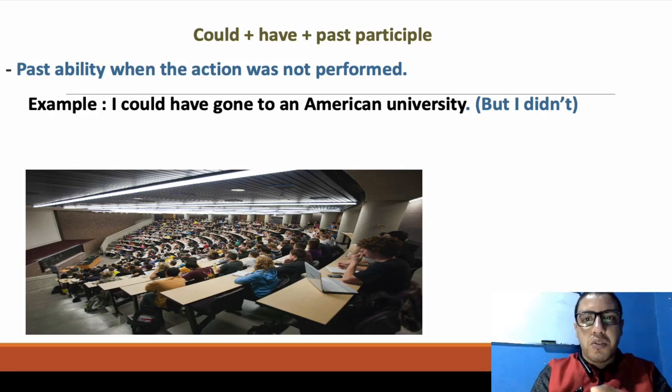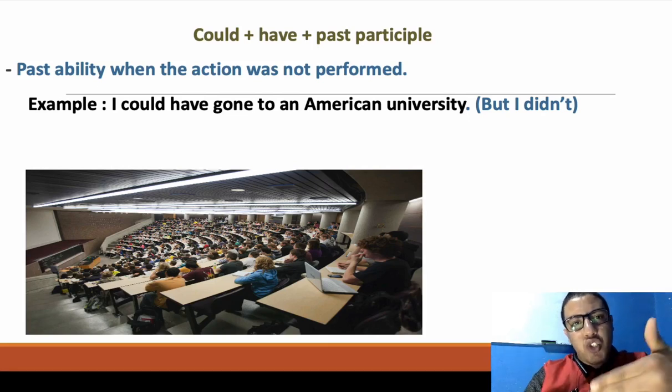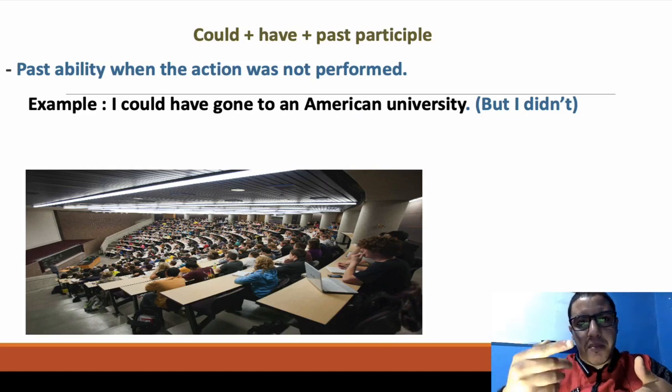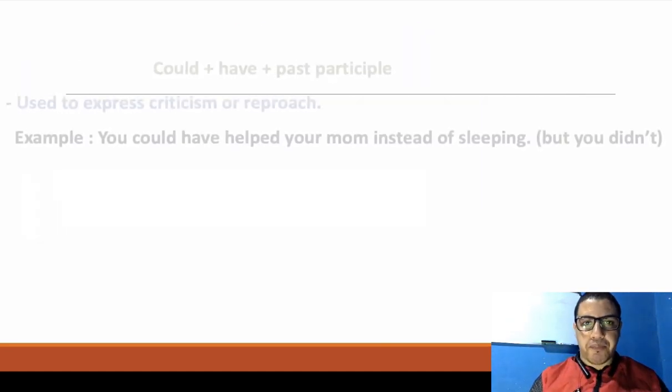So here, this is what we mean by ability. He had ability in the past, but the action was not performed. It means that you didn't do the action. Okay, you had the ability to do something, but you didn't do it. Remember this one. Okay, could.